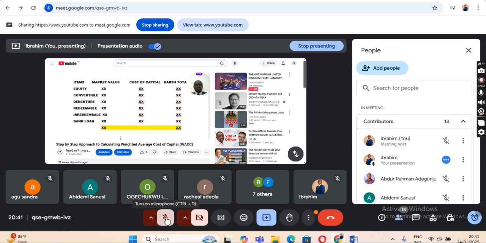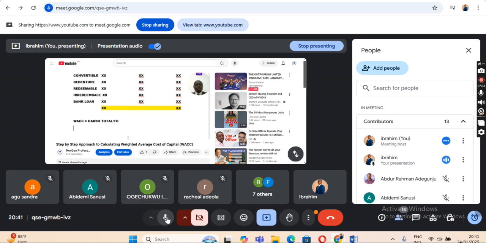So this is the formula to determine weighted average cost of capital, right? Hash total divided by total market value, right? Times 100. We give weighted average cost of what? Capital.